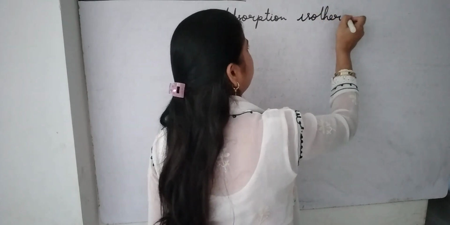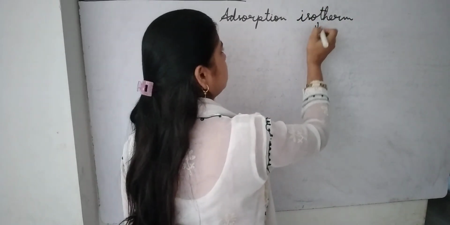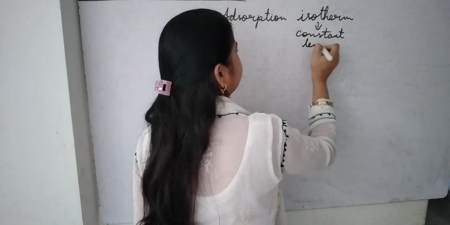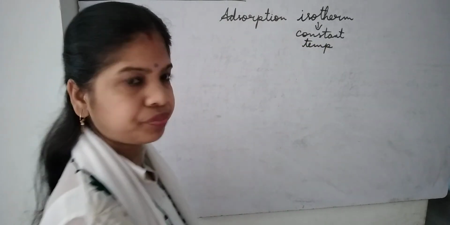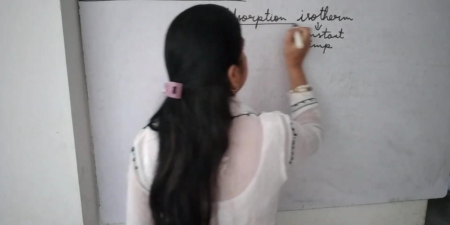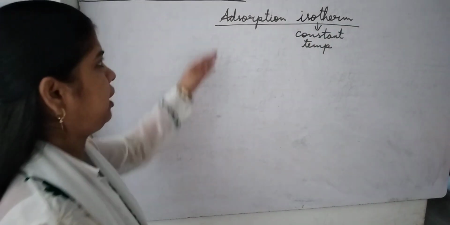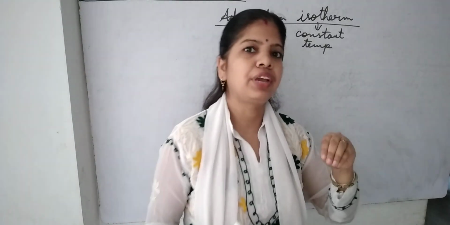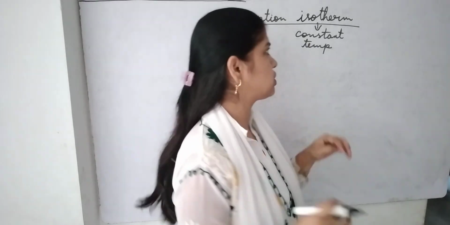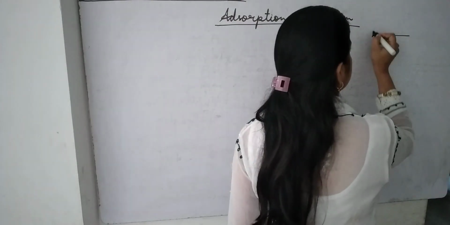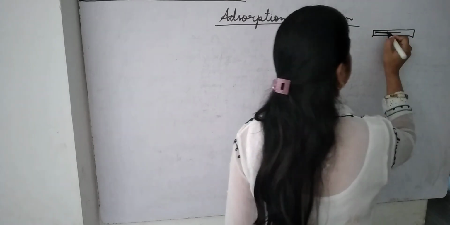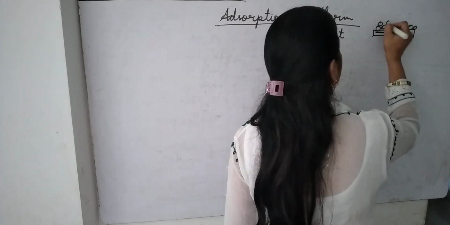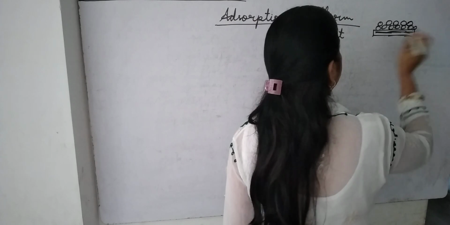Isotherm means constant temperature. It is clear that this process occurs at constant temperature. That means this adsorption isotherm is explaining the amount of gas adsorbed on the surface of solid. Here, suppose this is solid surface, adsorbent is provided, and on this adsorption occurs. So, the rate of adsorption is correlated with pressure.